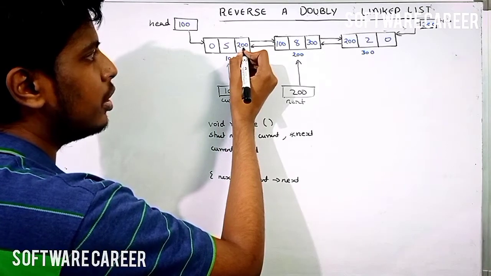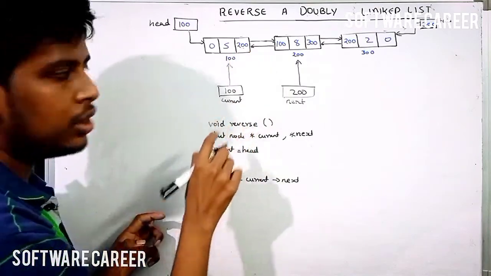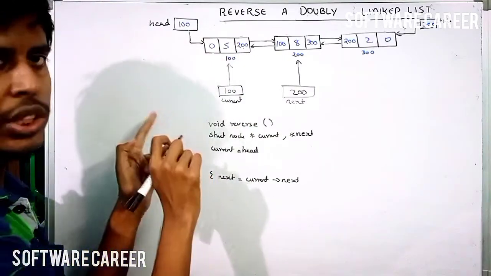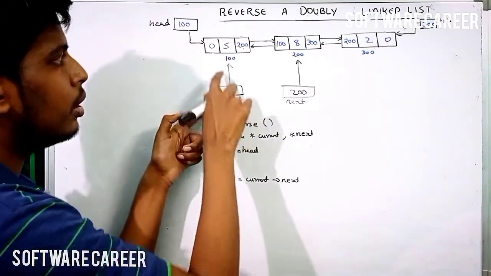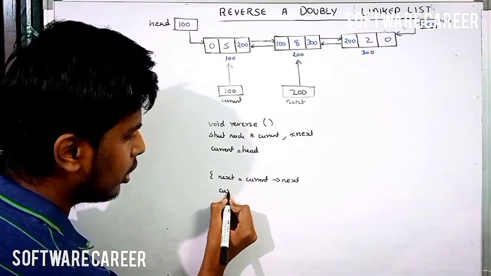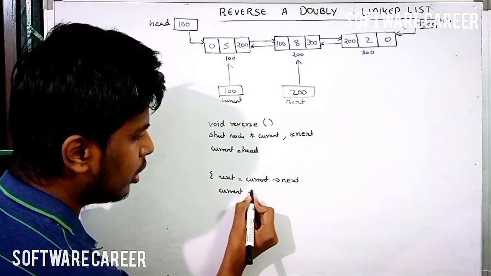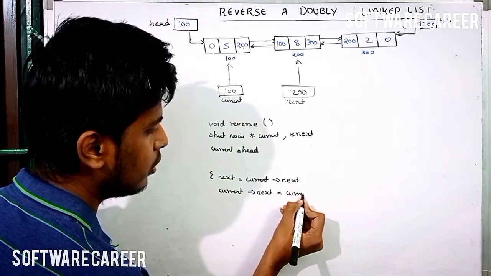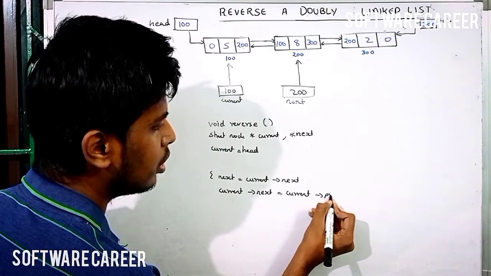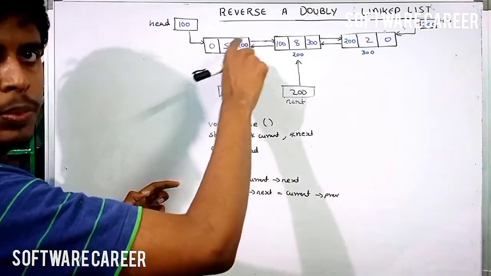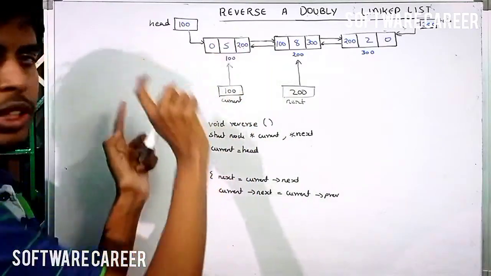Now in this pointer, in the next pointer of current, I should store the address of previous node. So how can you access the previous node? From current, the previous pointer of current. So I am writing here, current next equals to current previous. Now see, in this place I should put the 0 address because 0 is the previous node.